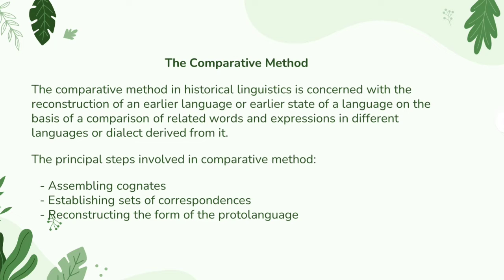The principal steps involved in the comparative method are assembling cognates, establishing sets of correspondence, and reconstructing the form of the proto-language. The sounds of the proto-language are reconstructed first, then with a reconstructed phonology, the vocabulary and grammar of the proto-language can be reconstructed at least partially as well.